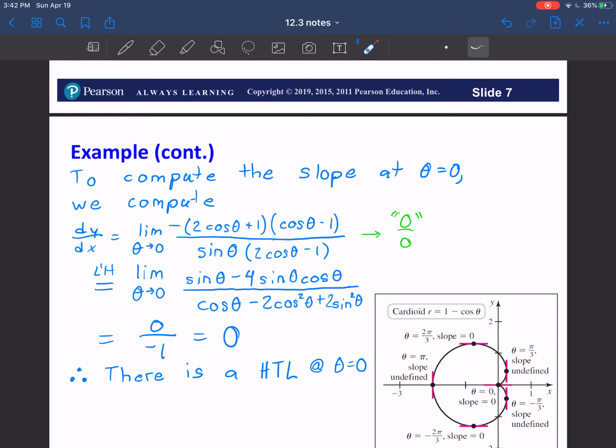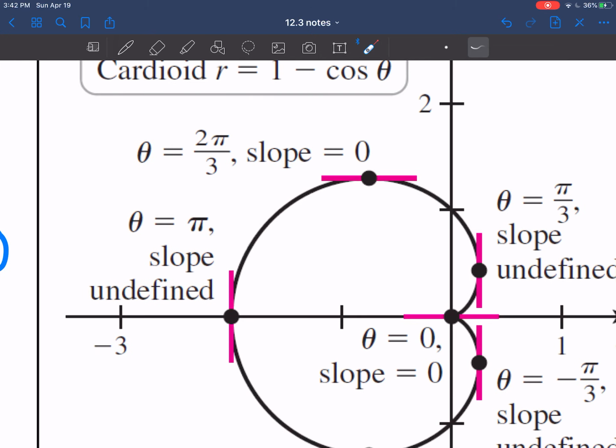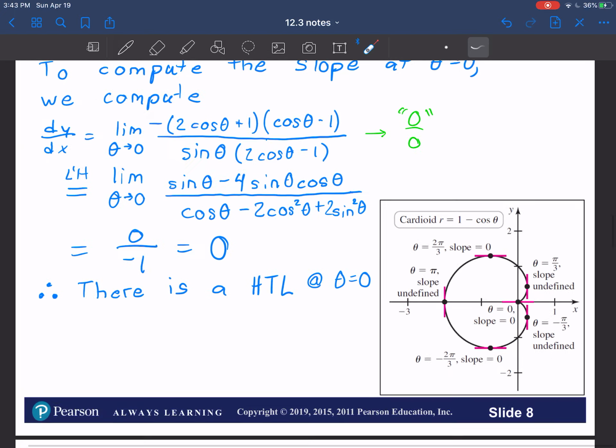And one that might be harder to see is that at theta equals 0, the slope is 0. That is this point. So it may not quite look like it, but right at this point, whenever we have the curves confining to the origin, we actually do get a slope of 0. And so that gives us a horizontal tangent line there as well.